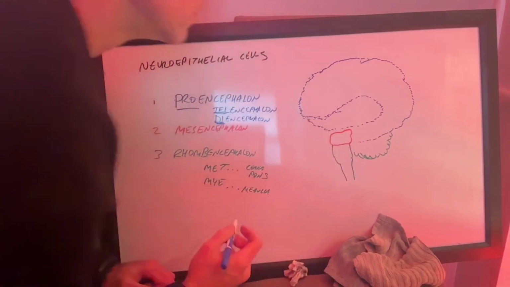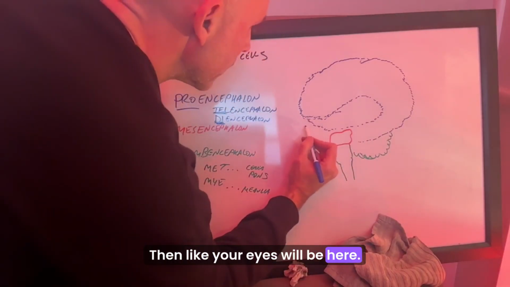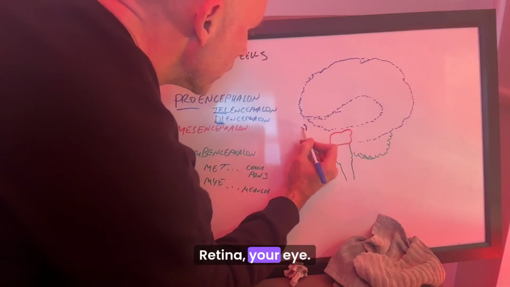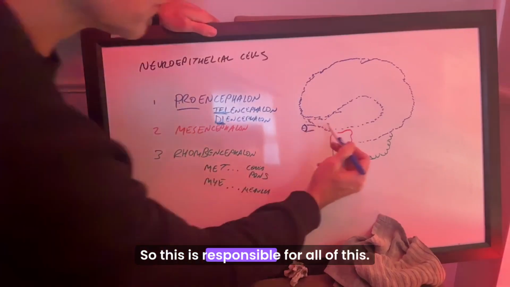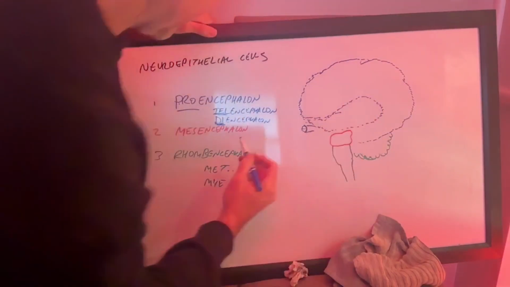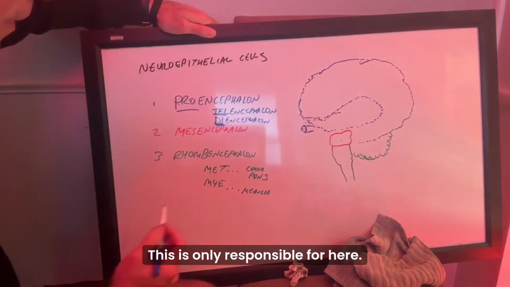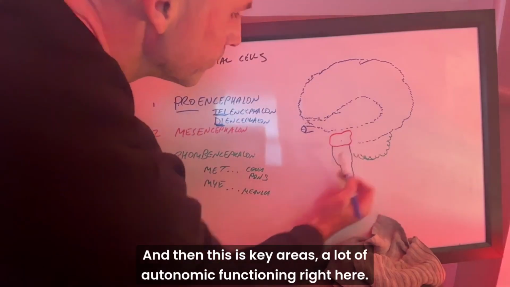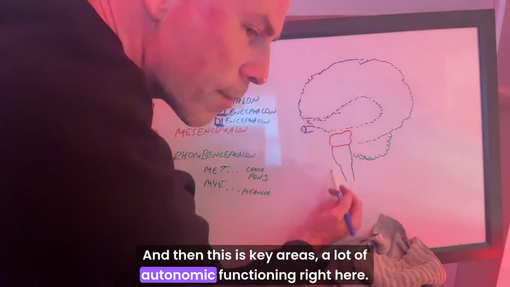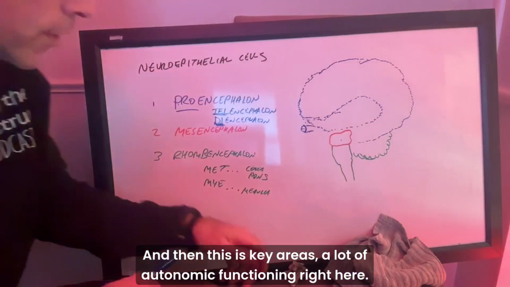Okay. Then your eyes will be here, retina, your eye, things like that. So this is responsible for all of this. This is only responsible for here. And then this is key areas, a lot of autonomic functioning right here.